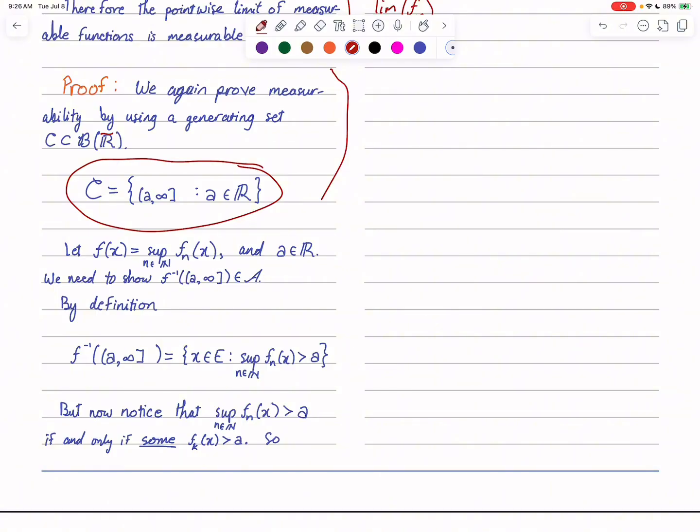So let's just pick the sup. I think the book showed it for the inf, so maybe just for a slight variety, I'll show how to do it for the sup. It's almost exactly how the book does it for the inf. So we need to show that the pre-image of any one of these elements of the generating set is measurable. Picking one of these members of the generating set is essentially the same thing as picking any real number and then looking at the pre-image of that interval.